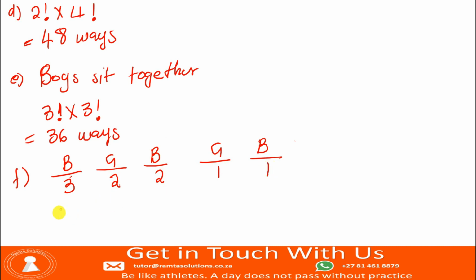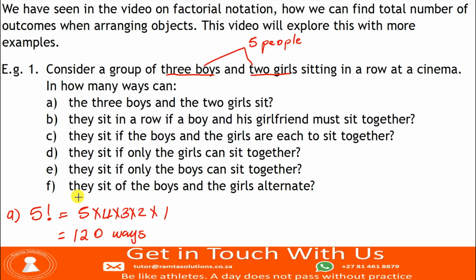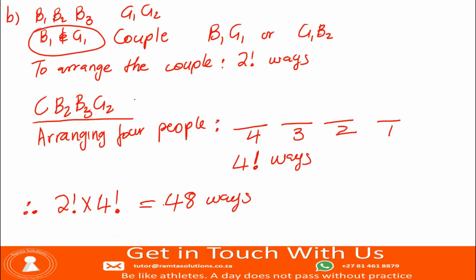So this is 3 times 2 times 2 times 1 times 1. This is 12 ways. Someone will say this is 2 factorial times 3 factorial, right? So this is how we roll. So this was the first example. We have a long way to go.